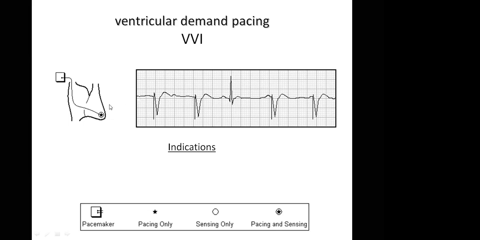If you set it at a rate of 60 beats per minute, it only paces at an accurate timing of 60 beats per minute. It will not find that the P wave has increased to 80 beats per minute. It will not find that the P wave has increased to 90 beats per minute. It will only just be pacing the ventricle at 60 beats per minute.